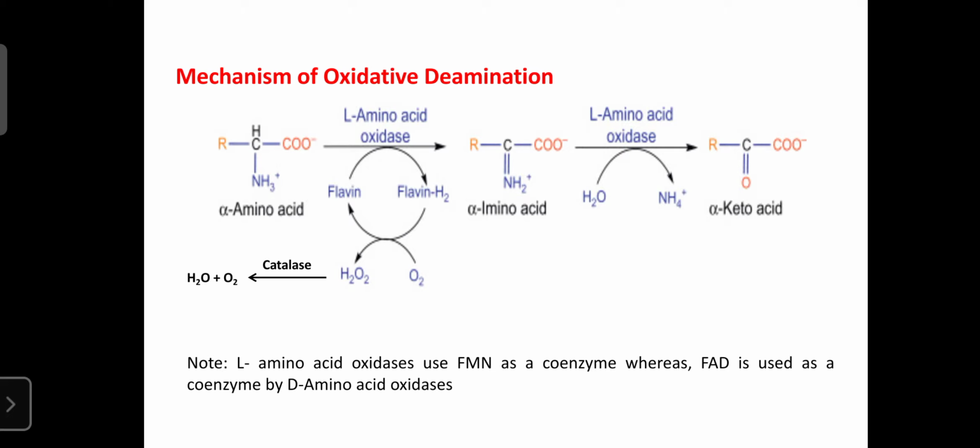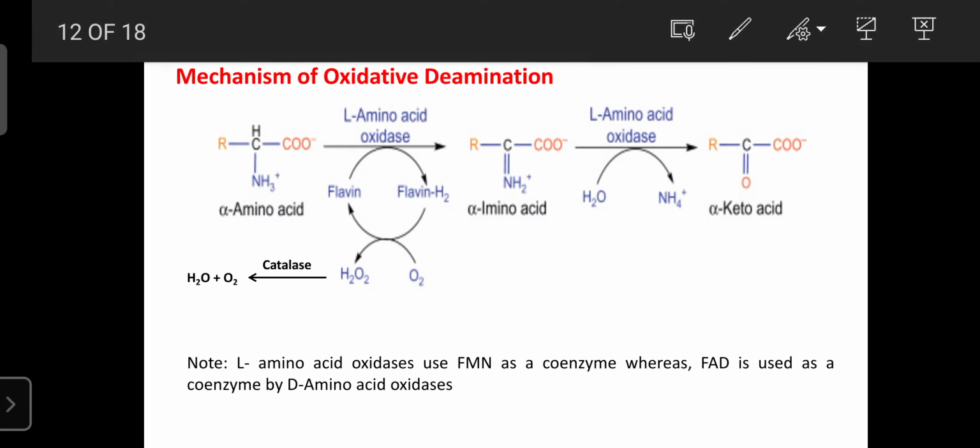So oxidative deamination occurs for both the L-alpha amino acids as well as the D amino acids. The enzymes involved in the oxidative deamination are L amino acid oxidase for L amino acids and D amino acid oxidase, which regulates the deamination of the D amino acids.